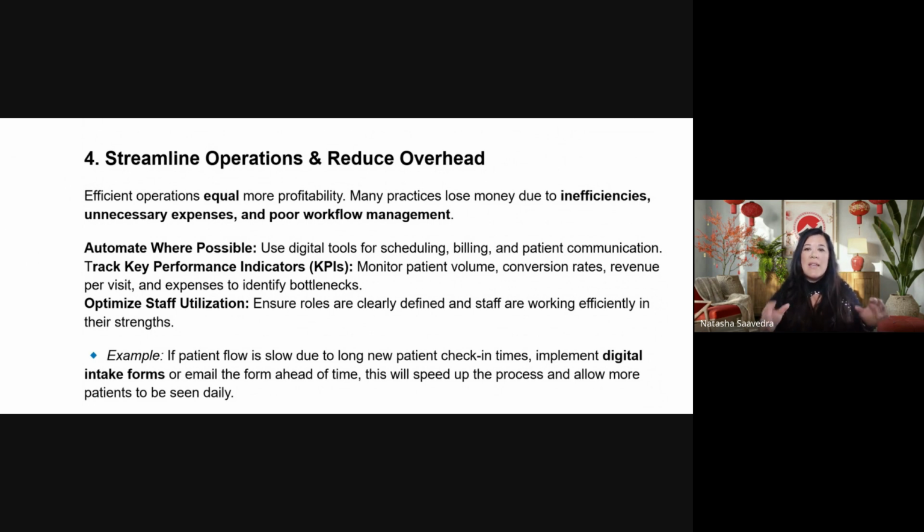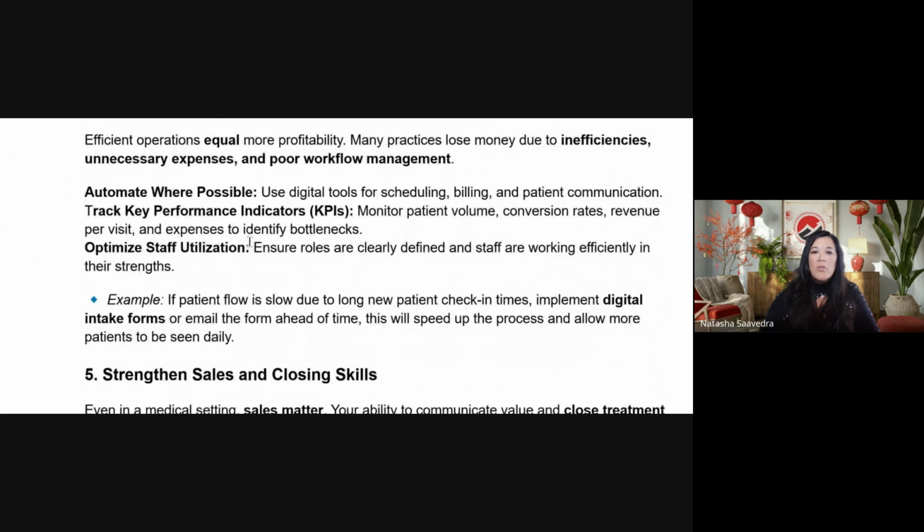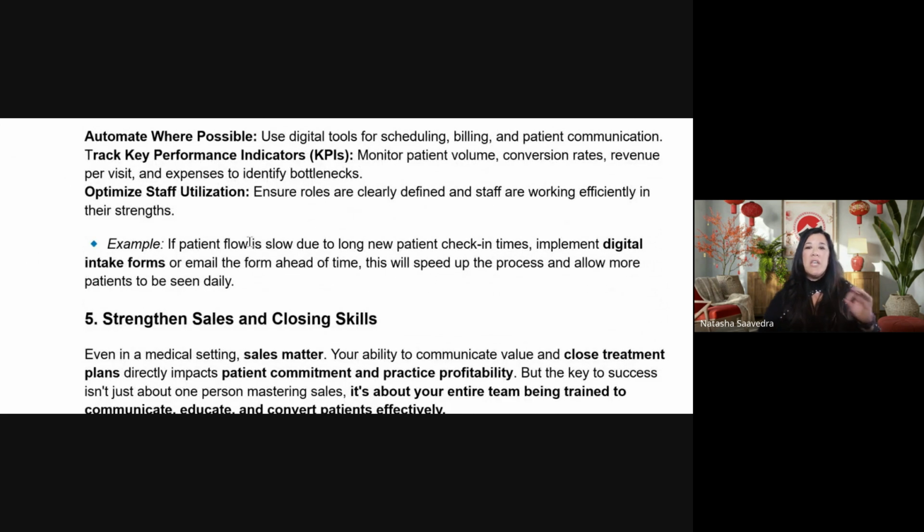Workflow management is the key to efficiency and decreasing the amount of overhead that you have. Automate where possible. Use digital tools for scheduling, billing, and patient communication. Many of you guys have CRMs built into your EHR. CRM stands for Customer Relation Manager. So this can send out massive text messages, massive emails. It can do your appointment reminders. If you need help with that, let us know.